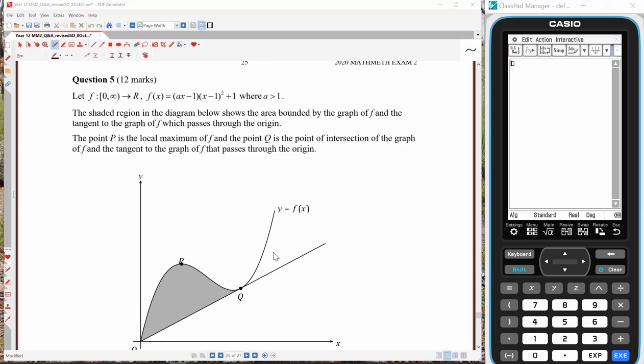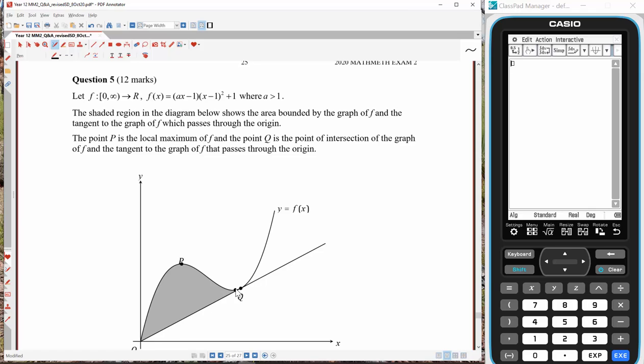So we've got the function there, we've got the tangent running off the function at this particular point here, going through the origin. Okay, the point P is the local maximum of f, and the point Q is the point of intersection of the graph of f and the tangent to the graph of f that passes through the origin. And so I'm just assuming that point Q is not going to be the turning point, but rather simply a point where the tangent goes through the origin.